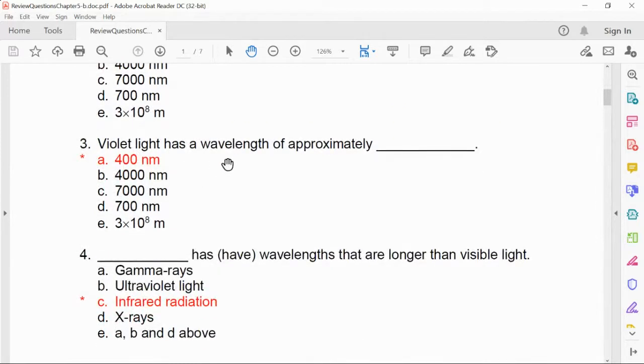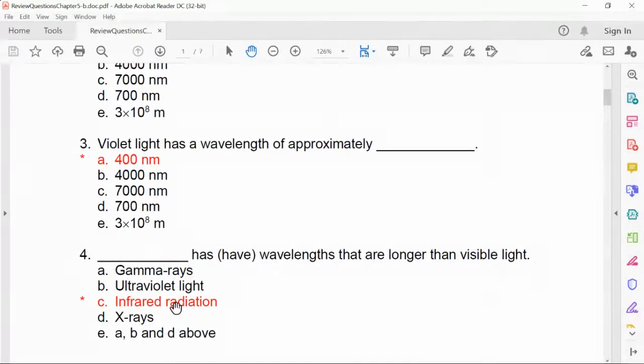Violet light has a wavelength of approximately 400 nanometers, because that's the lowest. Other radiation types have wavelengths that are longer than visible light. That usually comes into the spectrum. So we start from gamma rays, X-rays, ultraviolet, visible light, then infrared, microwave, and radio waves.